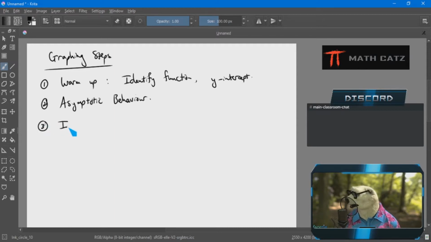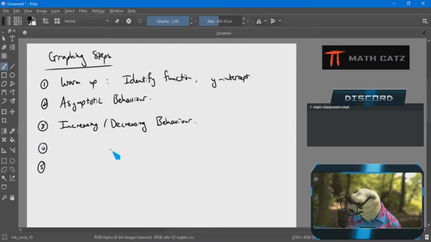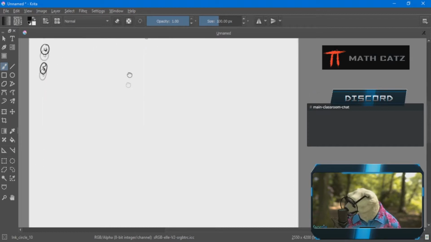Next, we want to know where is the function increasing and where is the function decreasing. So I'll call that increasing, decreasing behavior. And then we have a couple more steps to go, but one thing at a time, right? Okay, so increasing, decreasing behavior.